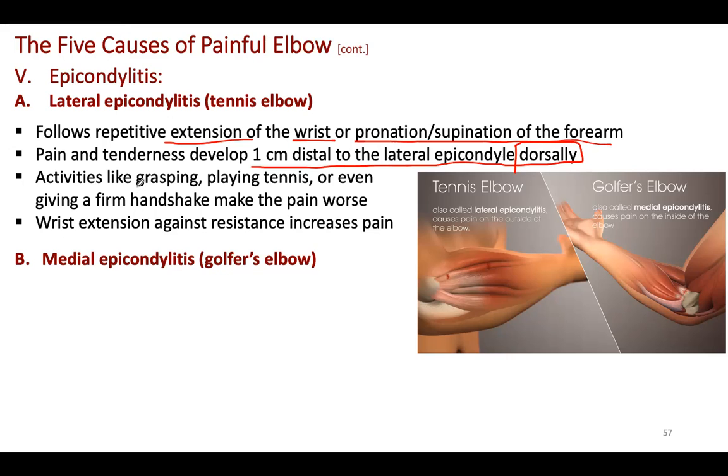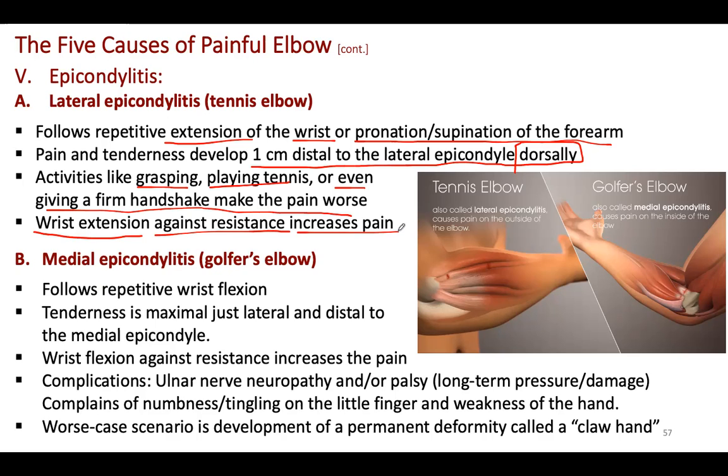Activities like grasping, playing tennis, or even giving a firm handshake make the pain worse. And if you ask the patient to extend his wrist against resistance, this increases pain. So this is how to diagnose lateral epicondylitis, or tennis elbow. Of course, in any test, if you see a tennis player in the question stem, this means the examiner wants you to answer lateral epicondylitis. If you see a golf player, this means the examiner wants you to choose medial epicondylitis.